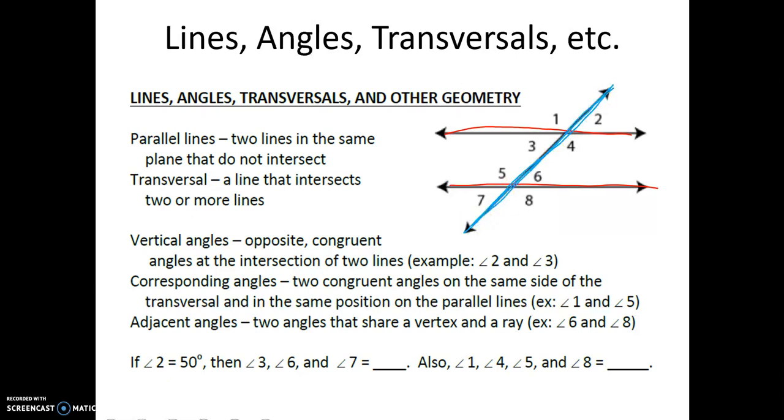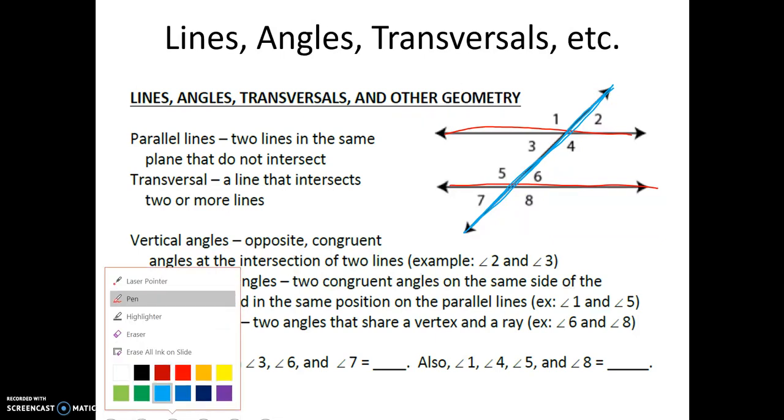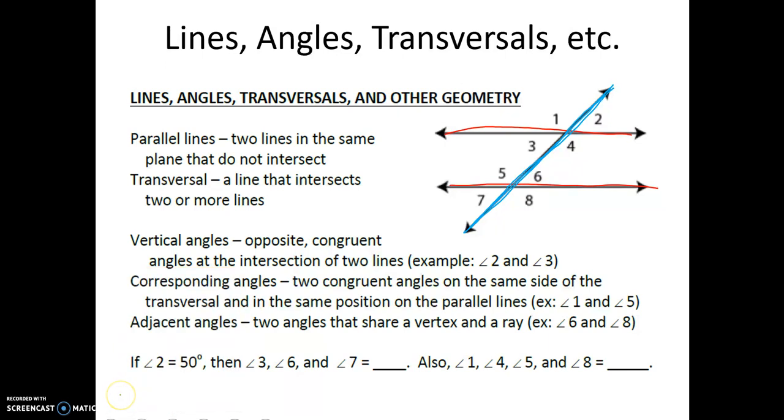Okay. Vertical angles are opposite and congruent angles in the intersection of 2 lines. So examples 2 and 3. So angle 2 and 3 are vertical angles here. Okay, 1 and 4, 5 and 8, 6 and 7. Okay, corresponding angles are 2 congruent angles on the same side of the transversal in the same position as they are on the parallel lines.